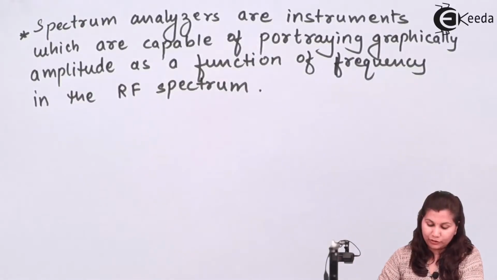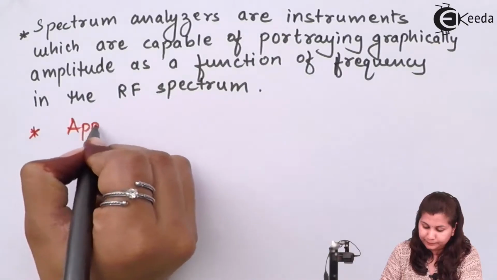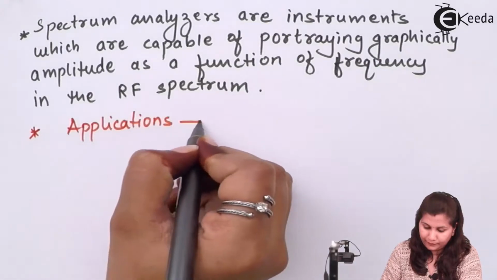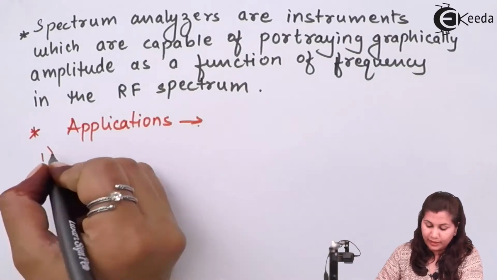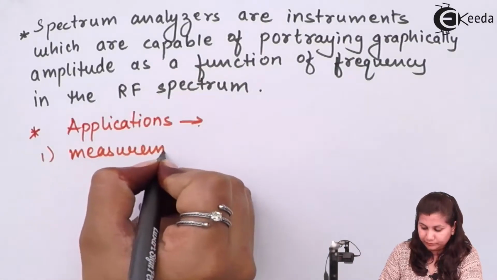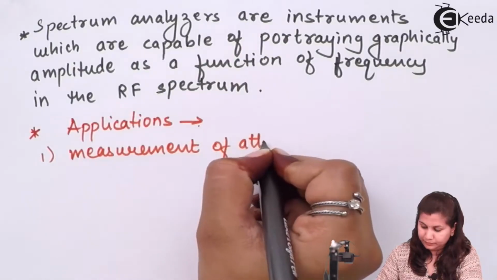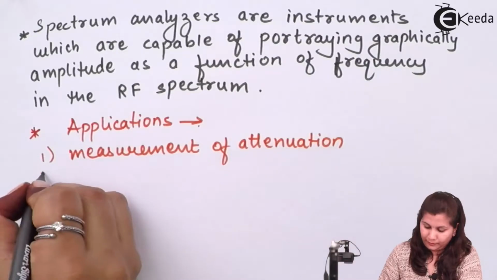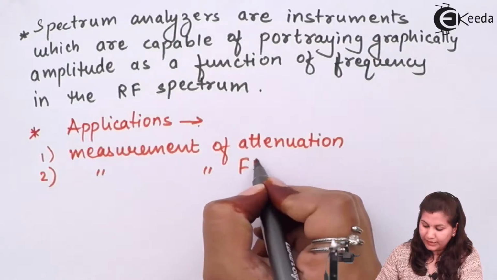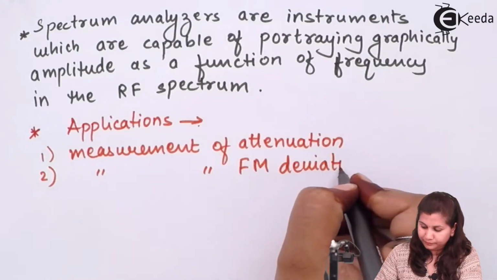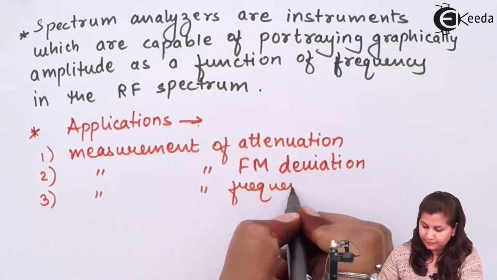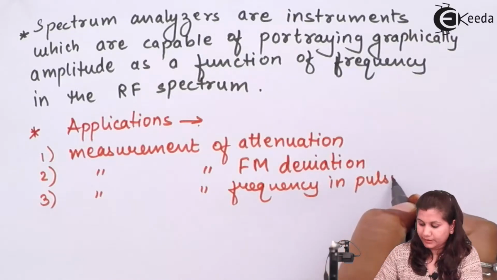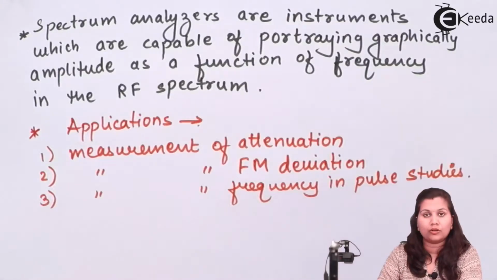If we talk about its applications, spectrum analyzers have a wide range of applications in the measurement of attenuation, in the measurement of frequency modulated deviation, also in the measurement of frequency, and in pulse studies. So these are the applications where spectrum analyzers are used.